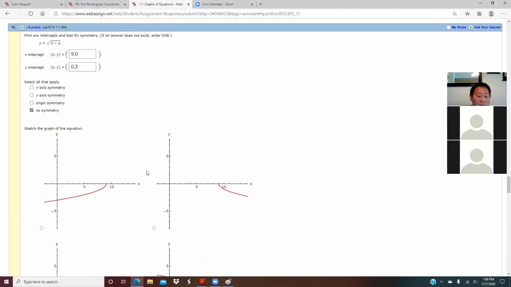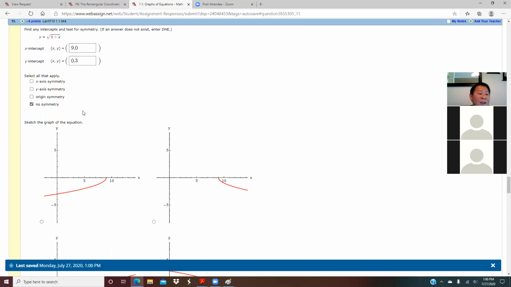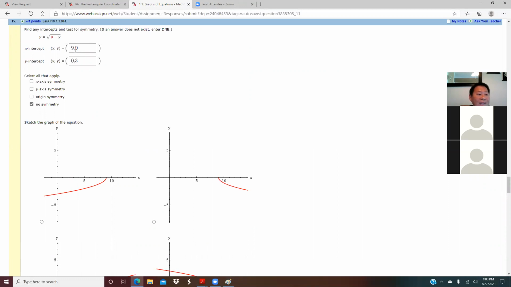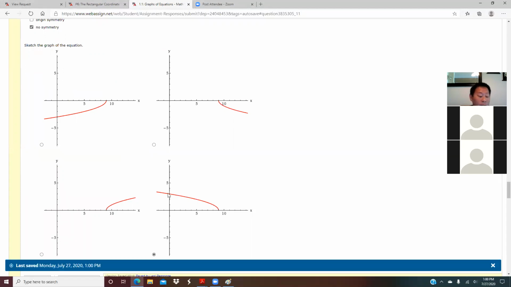Okay. And finally, you have to graph this. So how do we graph this? By looking at your intercepts. So my x-intercept is (9, 0). So this is (9, 0). But my y-intercept is (0, 3). So (0, 3) is not here. (0, 3) is this one. So that's why your answer in this case will be this part, (9, 0) and (0, 3).